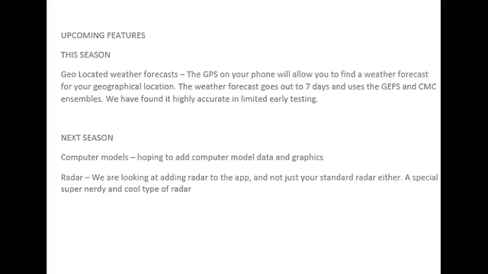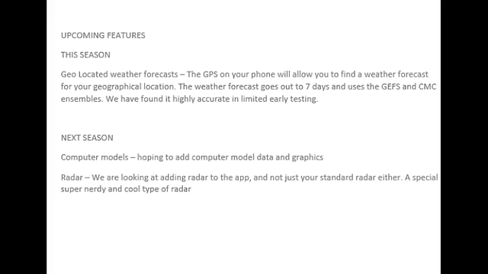Now it's about $2.49 at the moment in the App Store, and later on this season, before the season is over, so before the end of April, we will have geolocated weather forecasts. On your app, you'll be asked to allow it to use location services. It's up to you if you do that or not, but if you do, you'll be able to get weather forecasts out to 7 days using your exact GPS position and GPS coordinates.